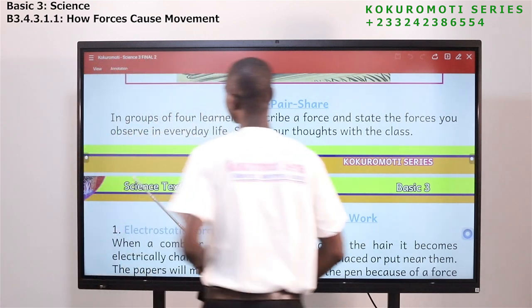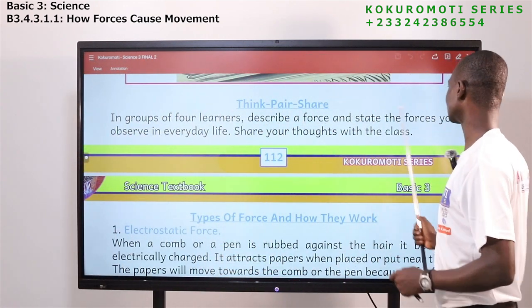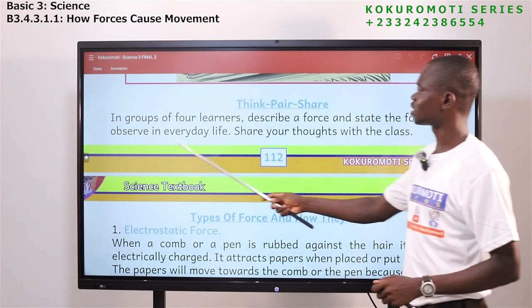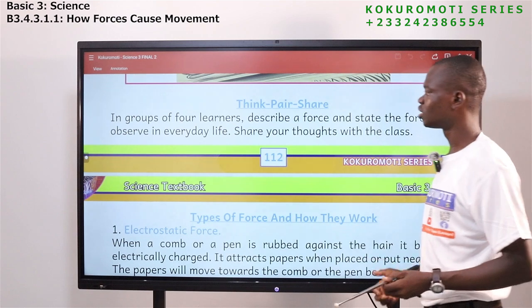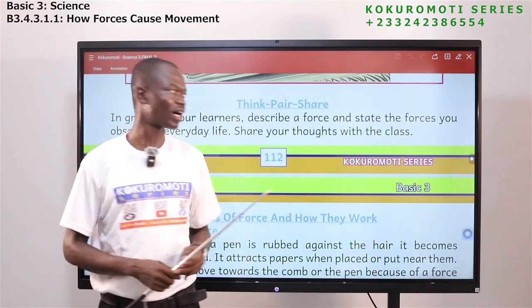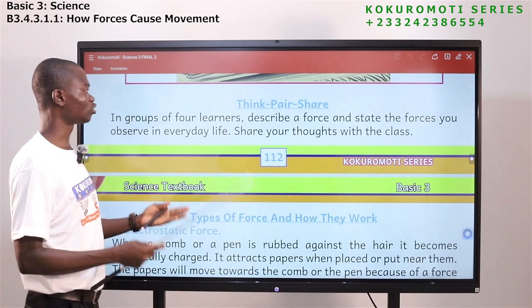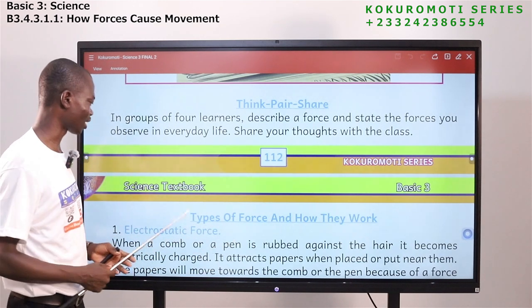Think per se. In groups of 4 learners, describe a force and state the forces you observe in everyday life. Share your thoughts with the class. So in groups, you look at the things that you do every day that involve the use of force, and then you share it with your colleagues in class.